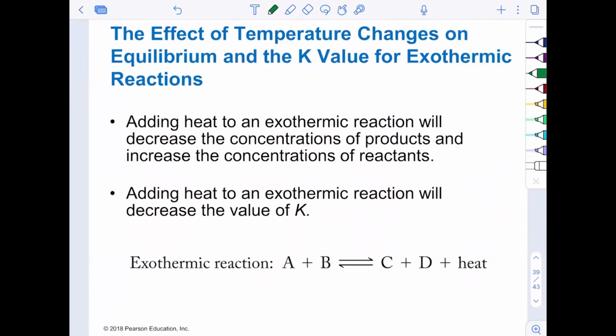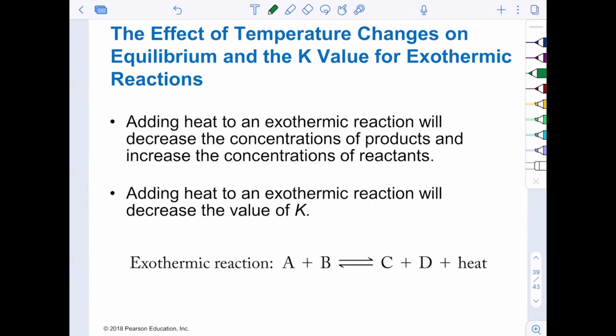Temperature has an interesting effect on our equilibrium and the K value. This is the only time that the K value would actually change. Changing pressure or changing concentration, we're not really changing our K value when we're introducing a new reactant or a new product. But adding heat to an exothermic reaction will always change the concentrations of the products and the concentrations of the reactants, and therefore change the actual value of K.